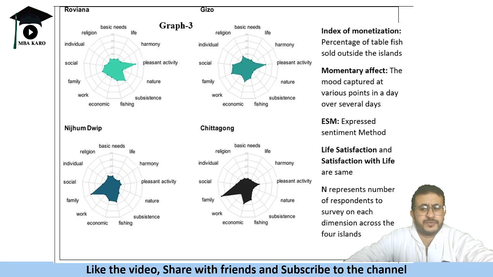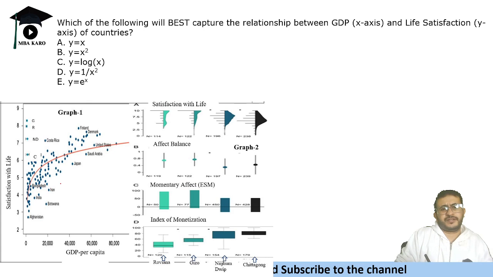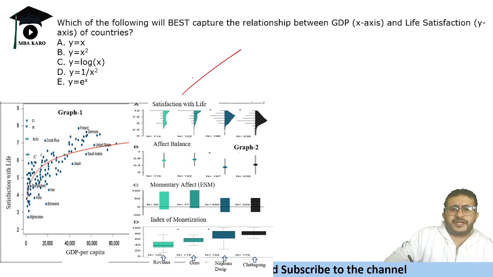Okay, so let's see these questions. Which of the following best captures the relationship between GDP (x-axis) and life satisfaction (y-axis)? Simple question. You need to find the relation between x and y. See, y = x is a straight line at a 45-degree angle. y = x² is something like this. So you should be able to read the graph.